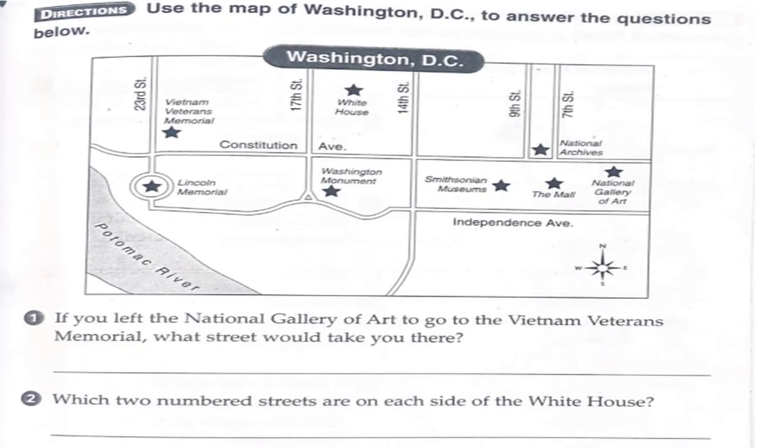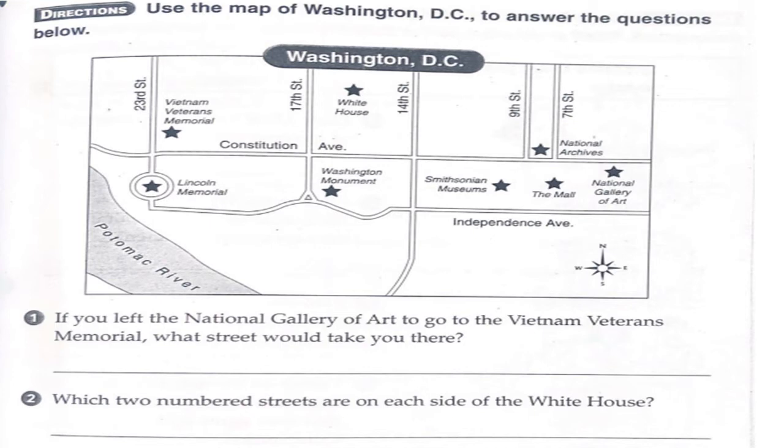Alright, third graders, please open your SST practice books to page number 77, and on this page you can see there is a map of Washington, D.C. presented in front of you, and there are some questions that you're going to answer after reading these questions in your book. So the first question here is, if you left the National Gallery of Art to go to the Vietnam Veterans Memorial, what street would take you there?